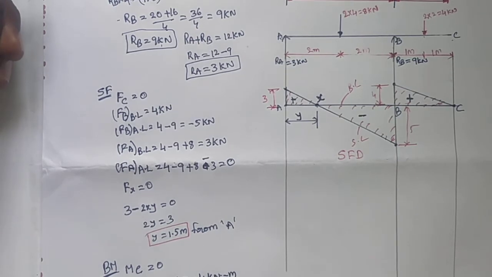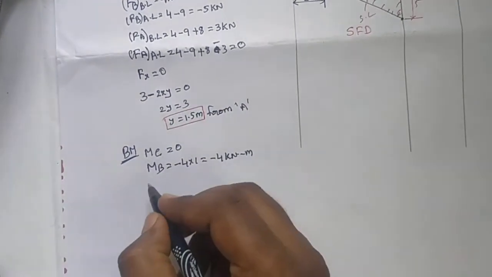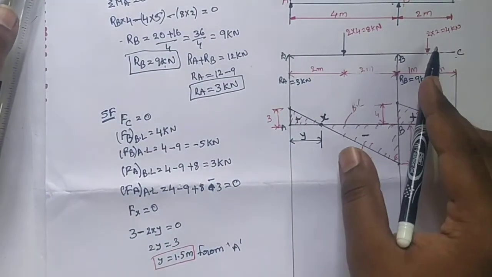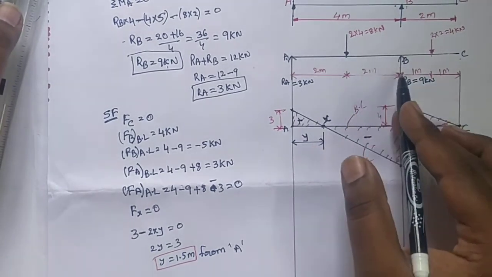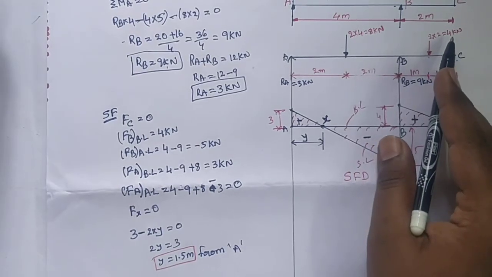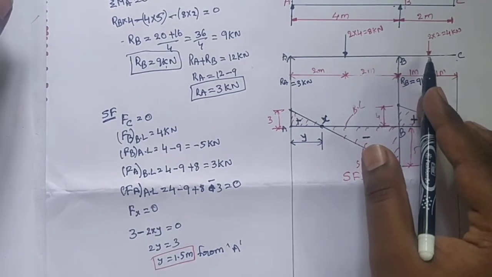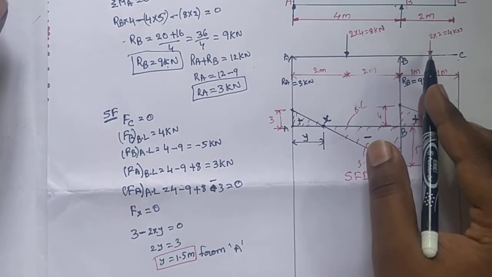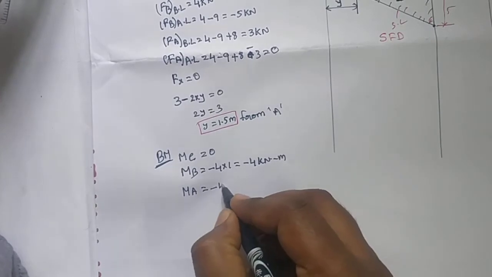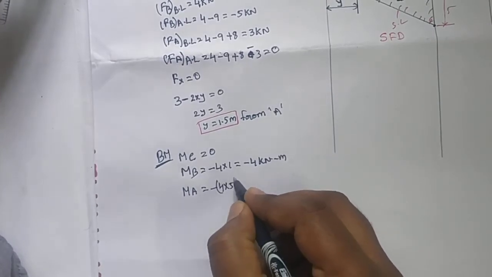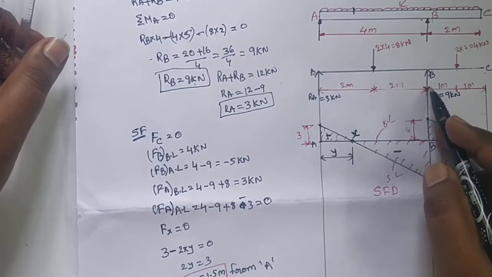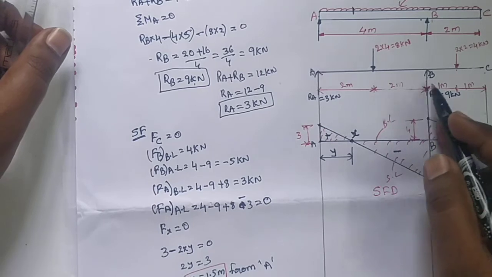Next, we need to calculate the bending moment at point A. The right side of point A has a total of 3 loads, 2 applied loads and 1 reaction force. We need to calculate one by one. First, the converter load of 4 kilonewtons is acting clockwise, so it is negative. The distance from this point to A is 5, so minus 4 into 5. The next is the reaction force. The reaction force is acting clockwise.